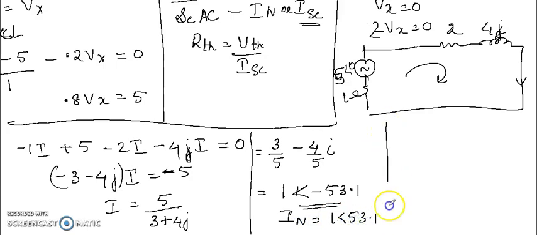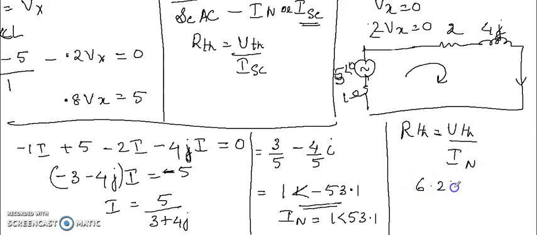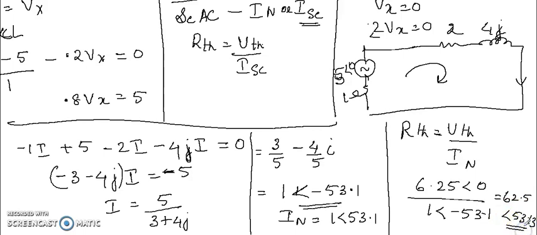Okay. So now we have to find RTH. RTH is equal to VTH divided by IN. And VTH we have got as 6.25 angle 0 divided by 1 angle minus 53.1, which is equal to 6.25 angle 53.13. That is the RTH.